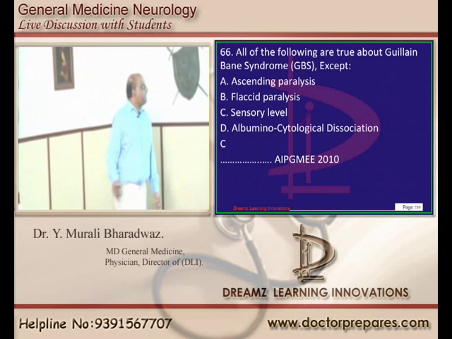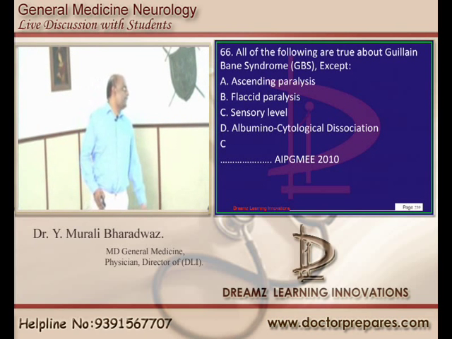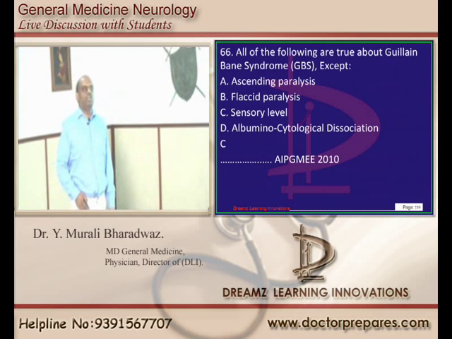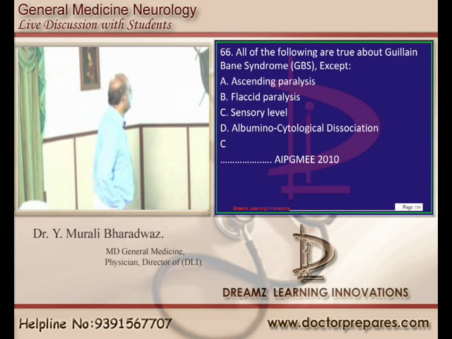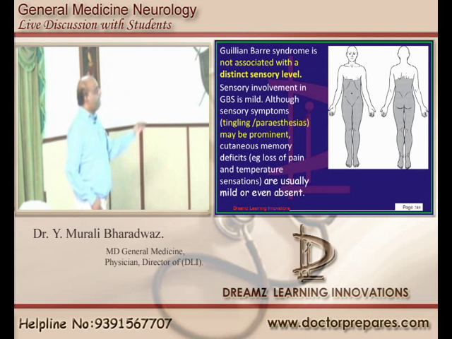Now what are the important features about Guillain-Barre syndrome was the question of All India 2010. Topics will be the same, repeat, repeat, repeat. You have a flaccid paralysis, ascending paralysis, albuminocytological dissociation, but not a definite sensory level.